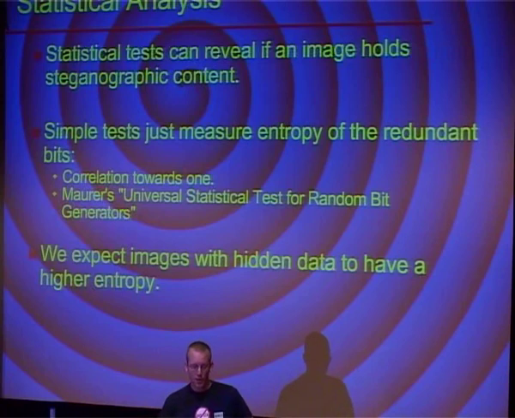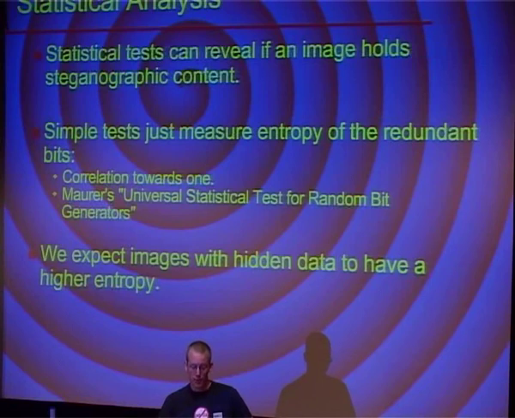Well, very simple tests would just look at the entropy of the redundant bits. So assume you have an encrypted message. You put that in the redundant bits. Because the encrypted message has a very high entropy, you will notice that the redundant bits have a higher entropy. A simple test could be the correlation towards 1. You count the number of 0 bits, you count the number of 1 bits. And before you might have 70% 1 bits. After you put in the hidden message, you suddenly might only have 60% 1 bits. So you get closer to a higher entropy.